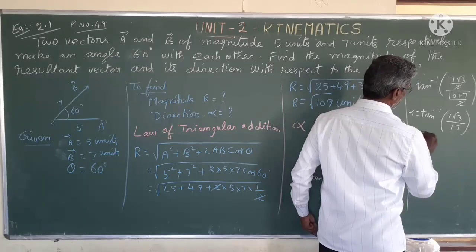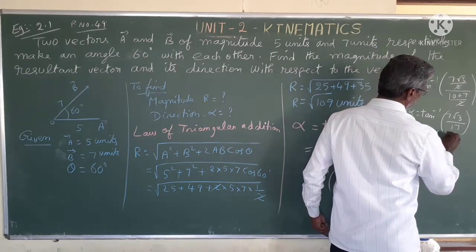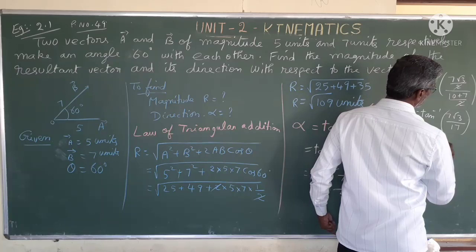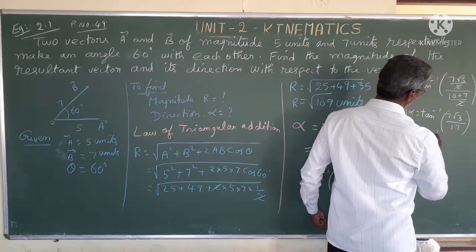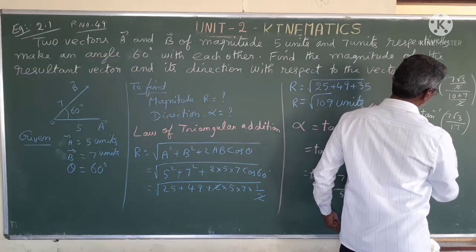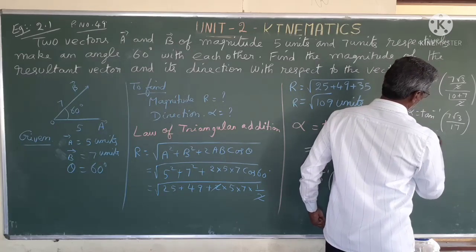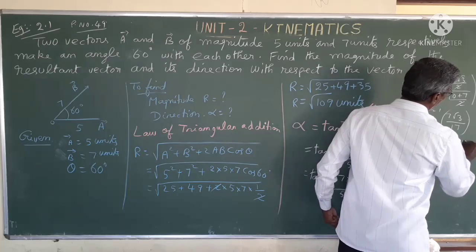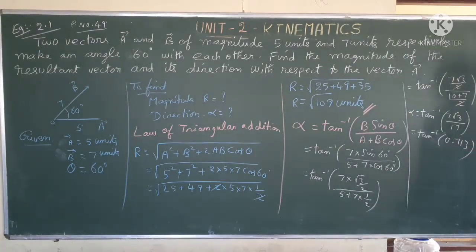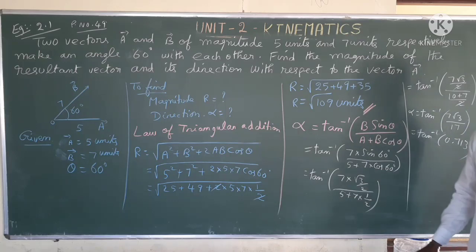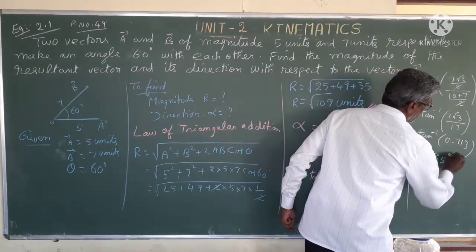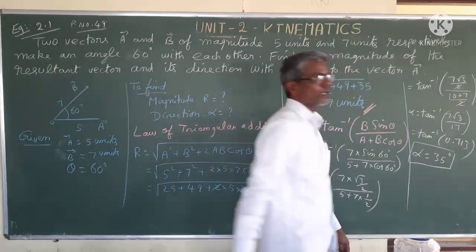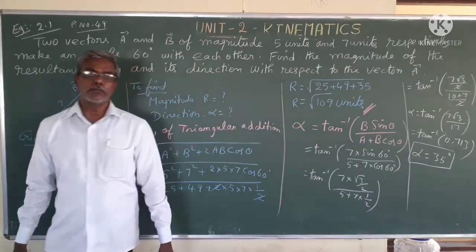That is equal to tan inverse of, if I simplify this, 0.713. Using the log table, in the tangent side, if I find the value of this, I will be getting 35 degrees. So therefore alpha is equal to 35 degrees.